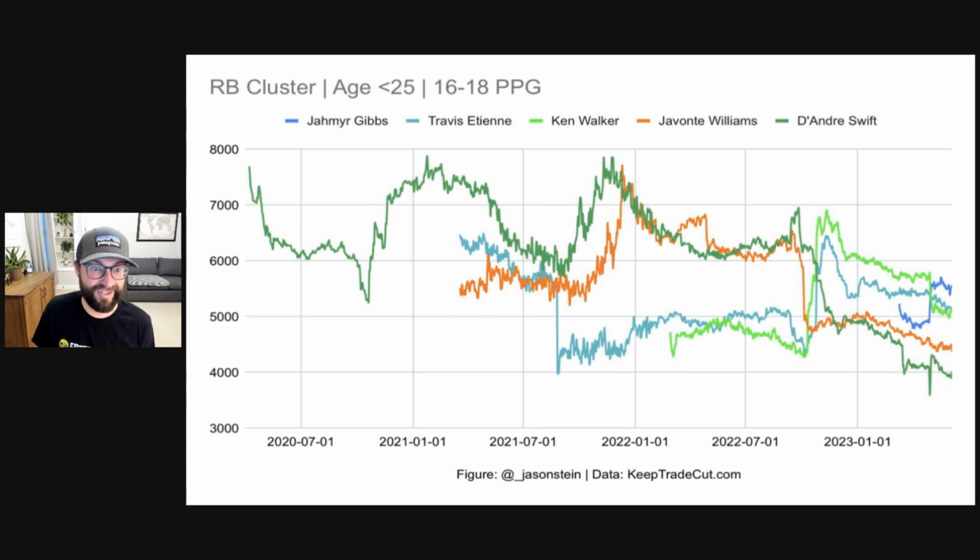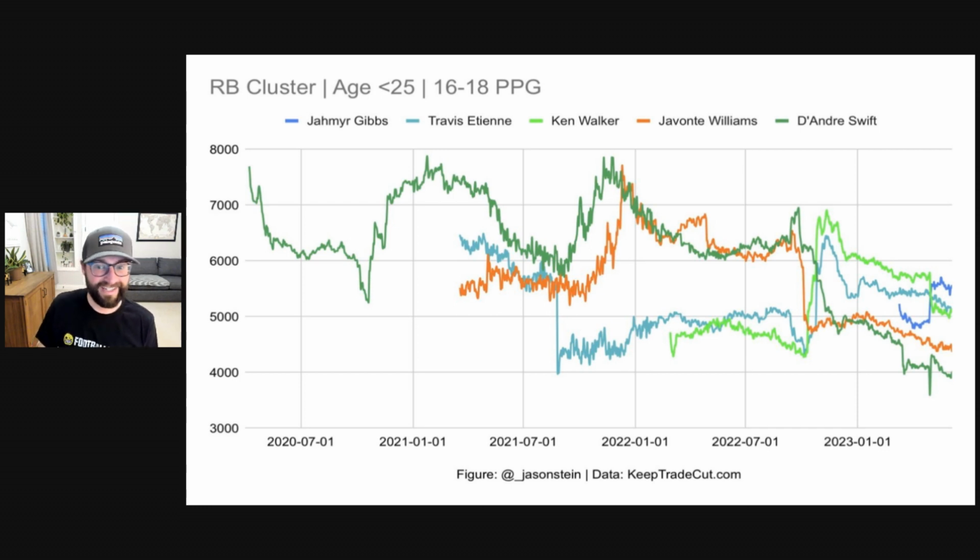And then Etienne starts healing up, and he gets on the field, and he shoots up to where Javonte used to trade, around 6,000. So now they are trading about 1,000 KTC apart again, with Etienne on top this time, and Williams at the bottom. If Williams can get back healthy, I do think there is some upside there, but there's ifs related to getting back healthy.